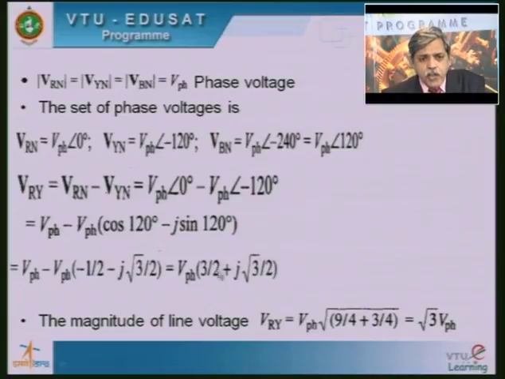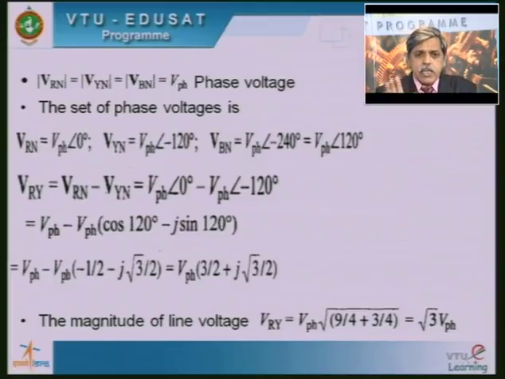This will give you 1.5 plus j 0.866. Now if you try to calculate the magnitude of the line voltage VRY, it is in the complex form. Therefore it has a magnitude which depends on both the parameters, and an angle with respect to the reference, that also depends on both this root 3 by 2 and 3 by 2. So the magnitude of the line voltage VRY is V phase times the square root of 9 by 4 plus 3 by 4, the sum of the squares, which gives root 3 times V phase. This is the relationship between the magnitudes of line voltage and phase voltage in a 3-phase star connected system.